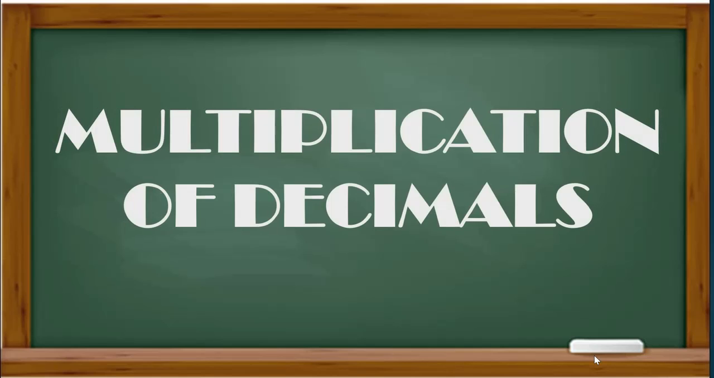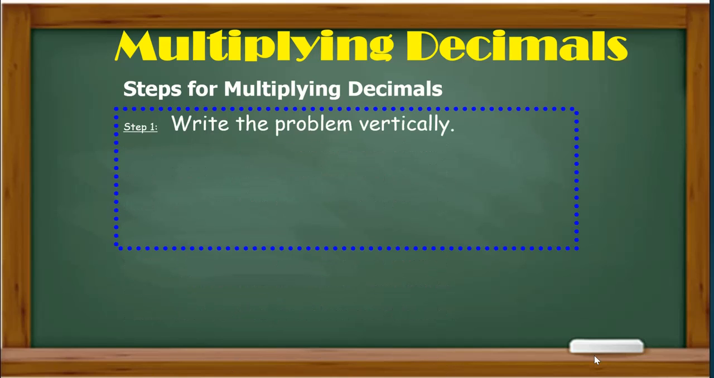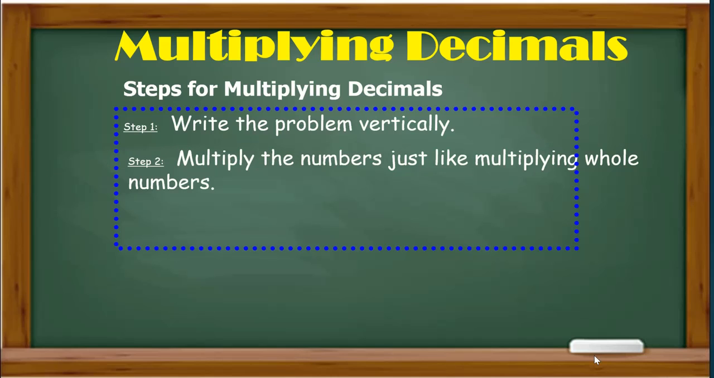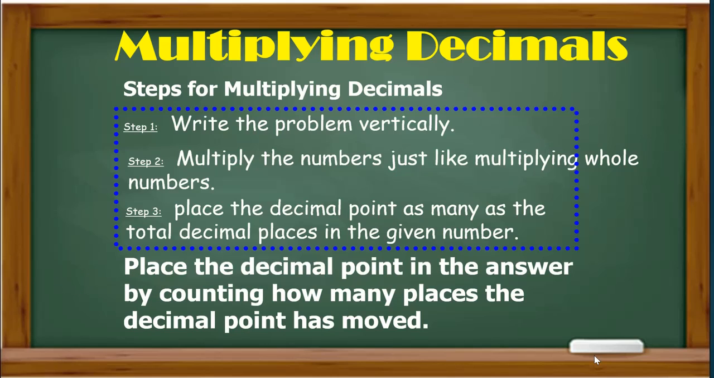In multiplication of decimals, the first step is to write the problem vertically. Then, we multiply the numbers just like multiplying whole numbers. The third step is to place the decimal point as many places as the total decimal places in the given numbers. Place the decimal point in the answer by counting how many places the decimal point has moved.